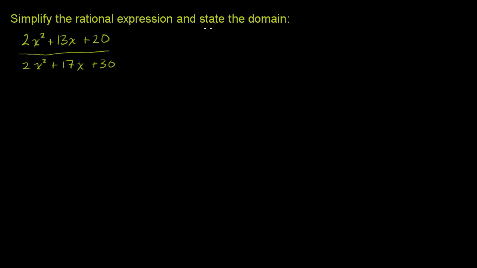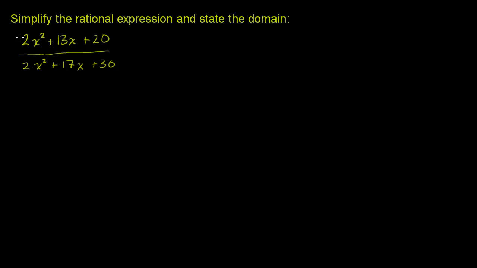Simplify the rational expression and state the domain. So once again, we have a trinomial over trinomial. To see if we can simplify them, we need to factor both of them. And that's also going to help us figure out the domain. The domain is essentially figuring out all of the valid x's that we can put into this expression and not get something that's undefined. So let's factor the numerator and the denominator.